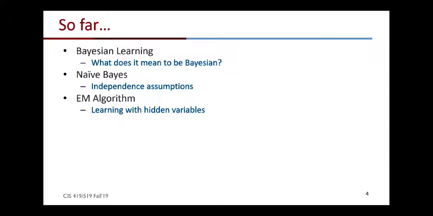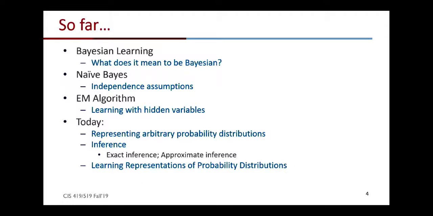Okay, so where are we? We talked about Bayesian learning. We talked about what it means to be Bayesian, and we gave really two algorithms: naive Bayes, which is one important representative of this approach, and a family of algorithms in EM, where the idea was to think about semi-supervised or unsupervised learning, basically learning with hidden variables or missing variables. So today I want to extend this and move to think about how to represent arbitrary probability distributions. And this will give rise to two computational problems: inference, basically how to compute the probability of events, and how to learn representations of probability distributions.